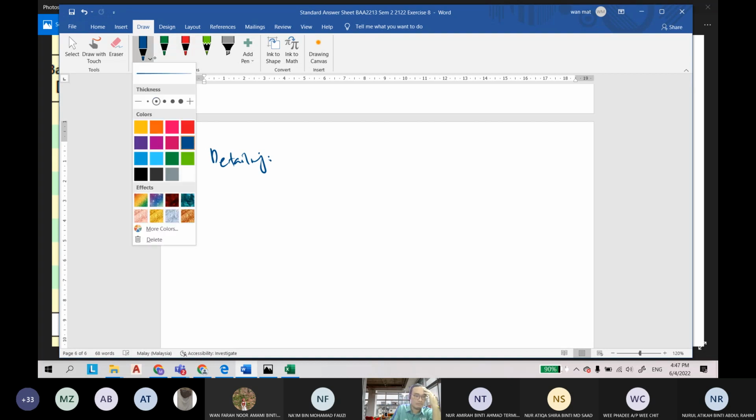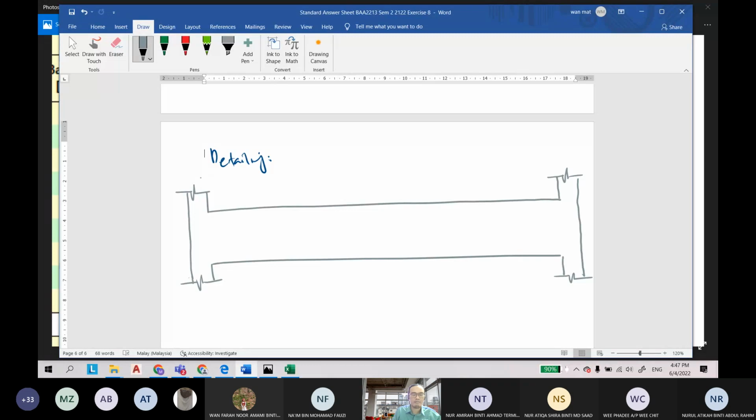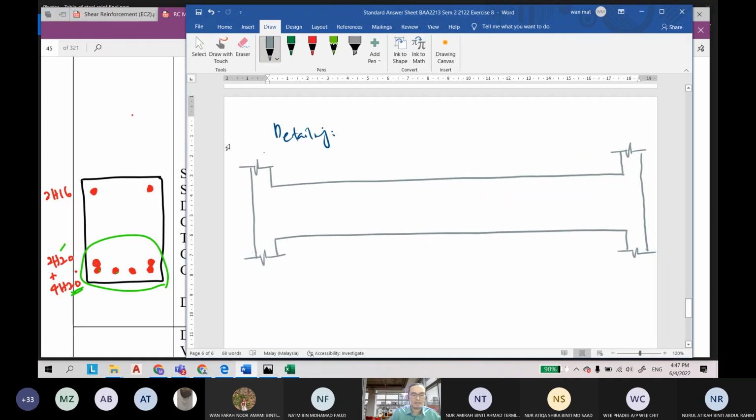Okay, let's say we have our beam here. Let's say this is our beam. This is the column, the support. This is the beam, support to support, because our beam is simply supported. Here, and also here. So this is our beam. So we just refer back to the situation given for the main reinforcement. At the top we have 2H16. So this is our main reinforcement at the top.